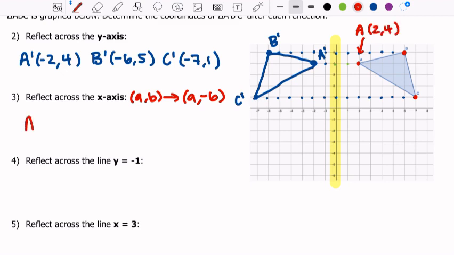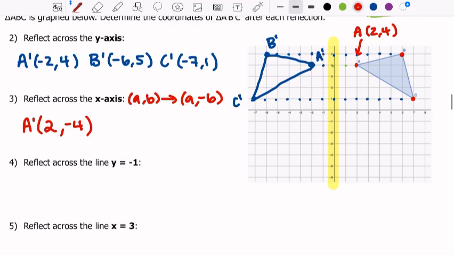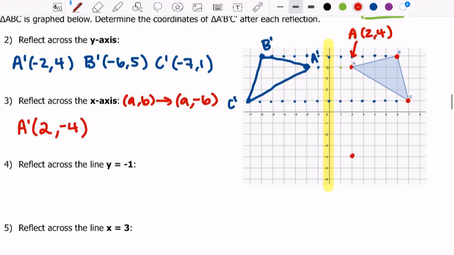So if I'm thinking about where A prime ends up, my x-coordinate is going to stay exactly the same, okay? And then my y-coordinate of 4, I'm going to change the sign on it. So that's going to end up at -4. So my coordinate, and you don't have to graph it, but I'm just going to graph it, would end up right here. And that looks pretty reflected to me. We're going to do the same thing with B now.